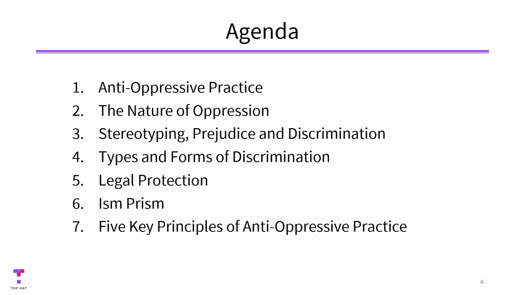So in this mini lecture, we're going to take a look at what is anti-oppressive practice. We're going to take a look at what is oppression and how it's complex and multidimensional. We're going to look at stereotyping as thinking, prejudice as feeling, and discrimination as action. We're going to look at the different types and forms of discrimination and the legal protections that exist within Canada against discrimination. And we're going to look at all the different ways in which discrimination manifests itself based on aspects of people's identity and power imbalances through something known as the ism prism. And finally, how you can be an agent of social change using the 5 key principles of anti-oppressive practice.